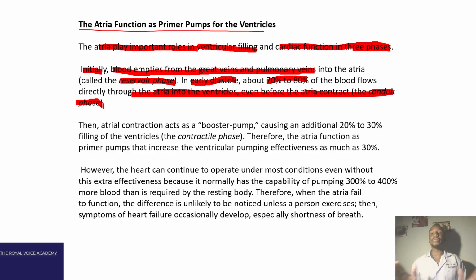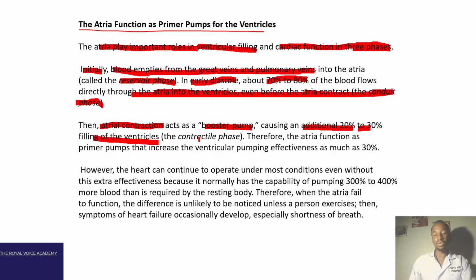without your atria doing anything. Now we move into the atrial contraction, because we are done with the atrial systole. Your atrial contraction will act as a booster pump, causing an additional 20 to 30% filling of the ventricles, which we call the contractile phase, and that will end the ventricular filling. So later on, when your ventricles have filled up with blood, but there is still room for more, your atria will contract and force the remaining 30% of your blood into the ventricles.